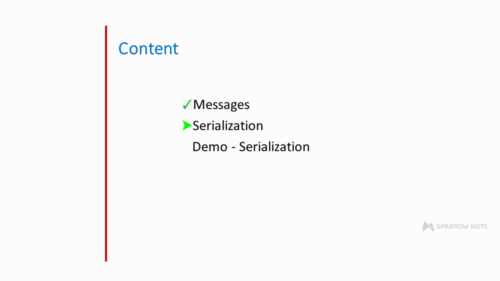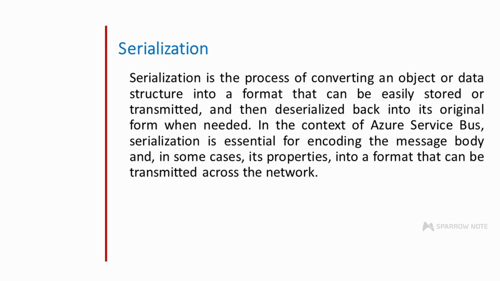We will look at what serialization is in Azure Service Bus. Serialization is the process of converting an object or data structure into a format that can be easily stored or transmitted and then deserialized back into its original form when needed. In the context of Azure Service Bus, serialization is essential for encoding the message body. Some of the common serialization formats are JSON, XML, binary formats, text, and custom formats.